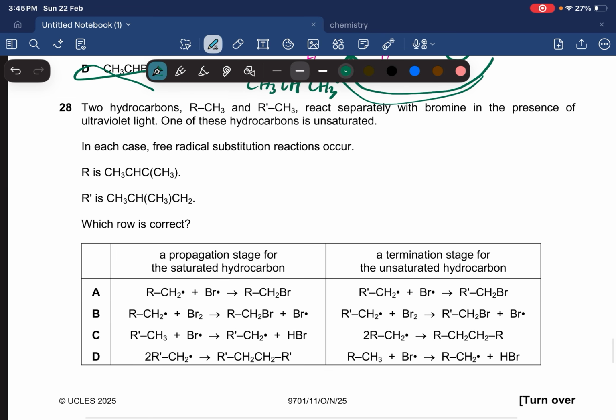Two hydrocarbons, RCH3 or not CH3, react separately with bromine in the presence of ultraviolet light.